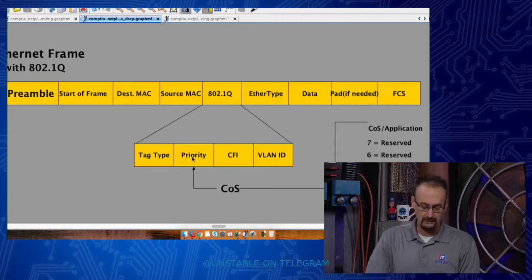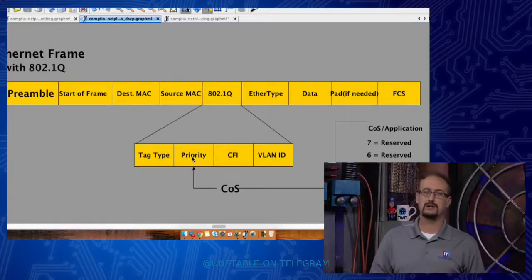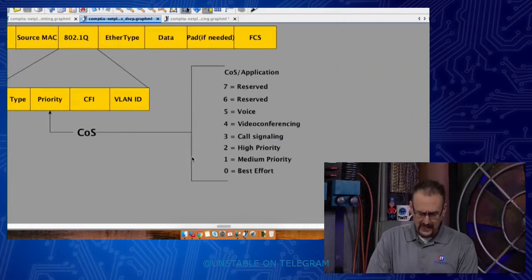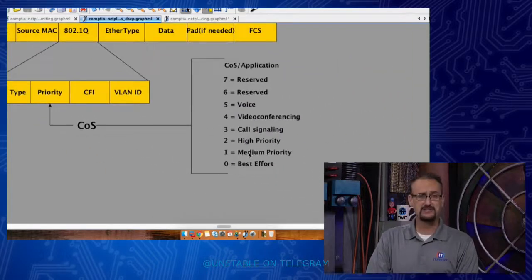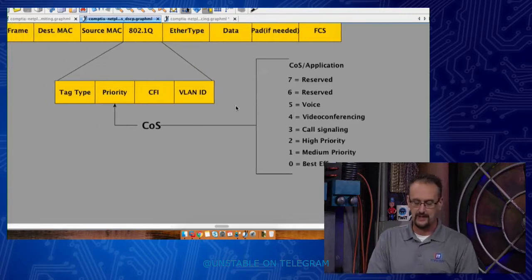But here's where we talk about the priority. The priority essentially is used to give a frame the priority level for different classes. And this is an earlier class of service, if you will. And you can see that within these bits, we can denote what's the priority of the traffic, right? We can see that certain bits are reserved, right? And then you can see if we tag it with 5, and this should give you some kind of application, right? Video conferencing, call signaling, high priority, medium priority, or even best effort. Best effort just means, hey, I'm going to try to put it across the network, and we're going to hope that it gets there. Cross those fingers. Right. So this is where they talk about class of service.